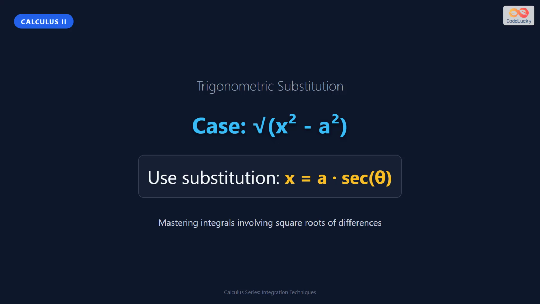Welcome to this lesson on trigonometric substitution. In this video, we will focus specifically on the case involving the square root of x squared minus a squared. We will use the substitution x equals a times secant theta to simplify and solve these integrals.